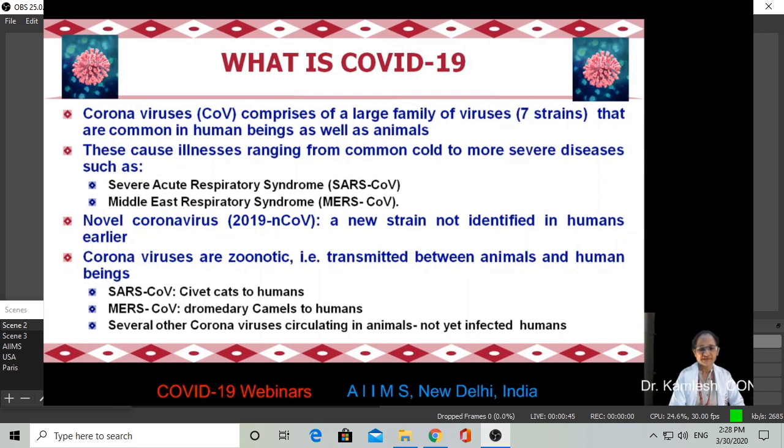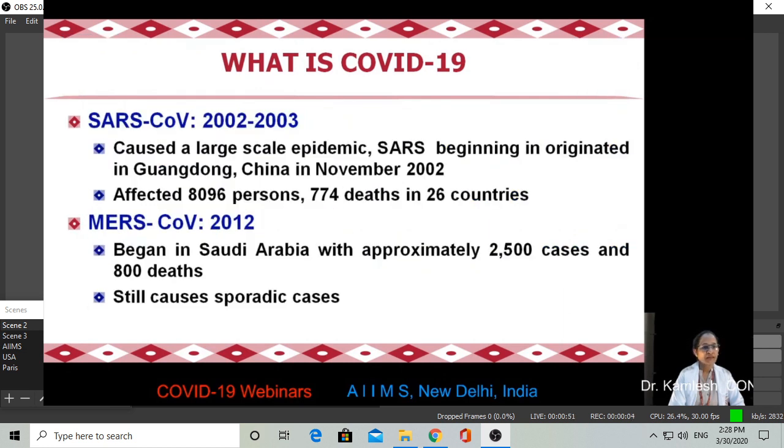Coronaviruses are circulating in animals, but have not yet infected humans. Now, the SARS coronavirus epidemic that happened way back in 2002-2003 caused large-scale devastation, originating in China in November 2002. It affected over 8,000 persons and led to almost 800 deaths in 26 countries.